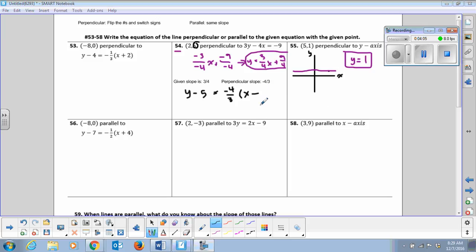And then my x here is 2, so x minus 2. And for me, this is good enough. This equation is definitely perpendicular and it goes through that point.